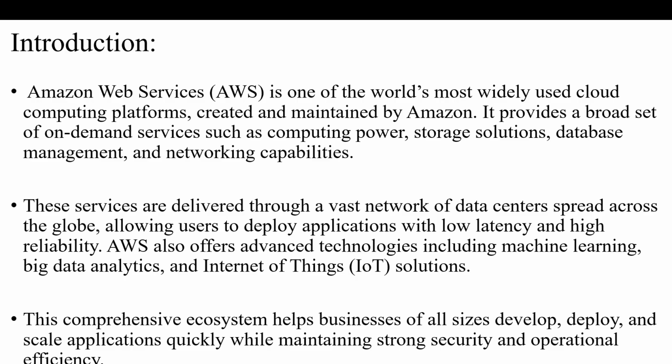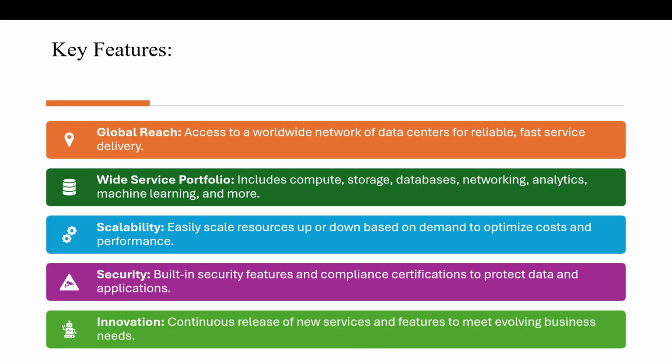AWS also offers advanced technologies including machine learning, big data analytics, and IoT, which is called the Internet of Things. This comprehensive ecosystem helps businesses of all sizes develop, deploy, and scale applications quickly while maintaining strong security and operational efficiency. So these are some key features: global reach, wide service portfolio, scalability, security, and innovation.